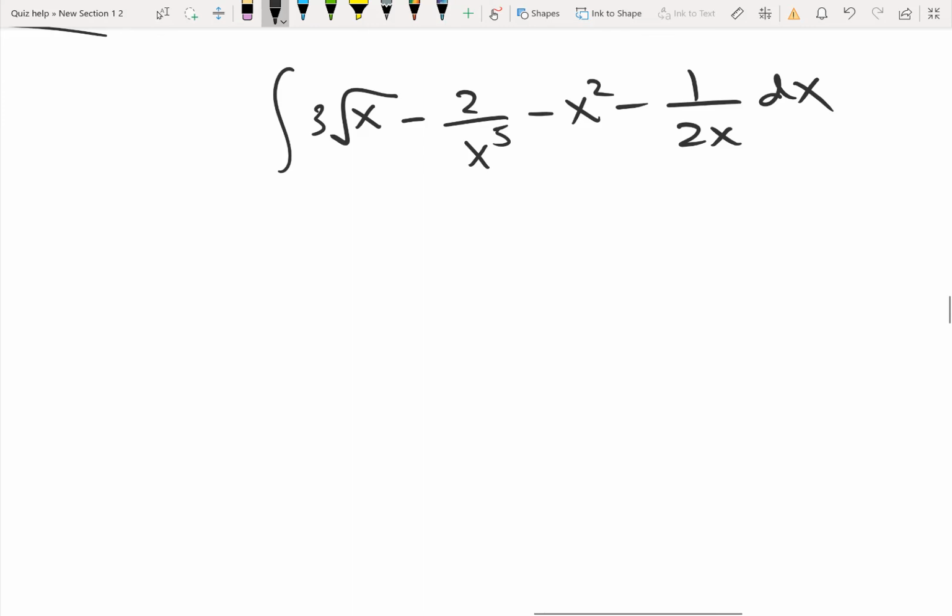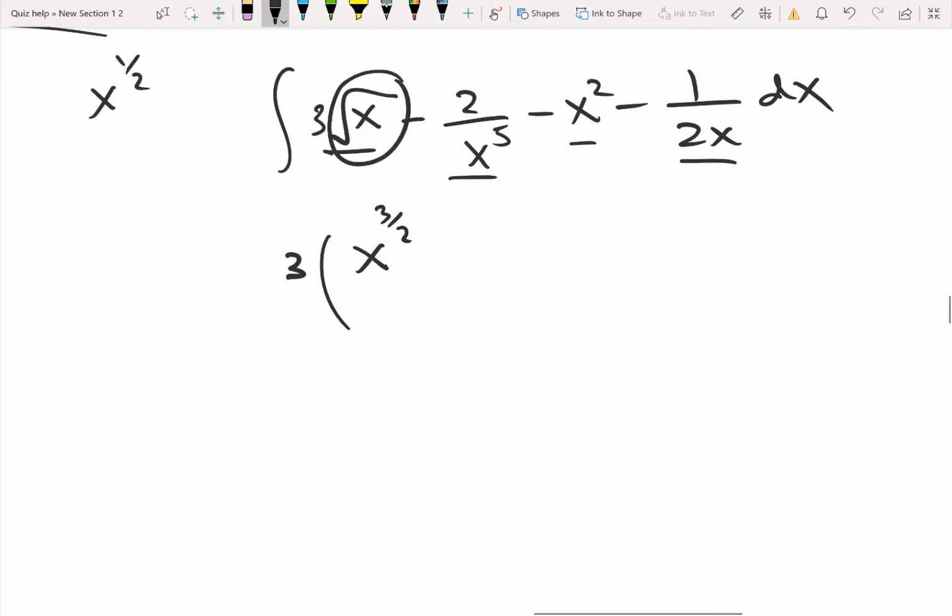It's very simple. Again, we have to integrate these 4 separately in our mind. So how do we integrate 3 times square root of x? Well, that's actually 3 times the integral of square root of x. What is that? x to the 3 over 2. We already saw that, right?